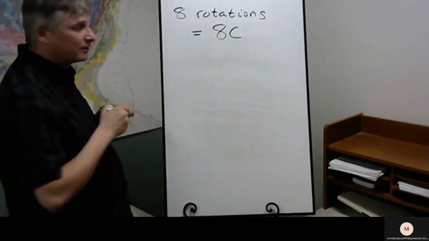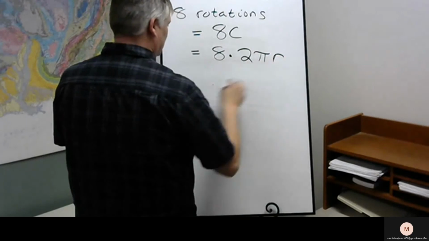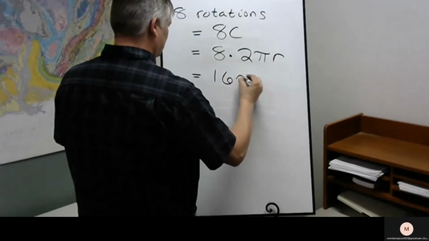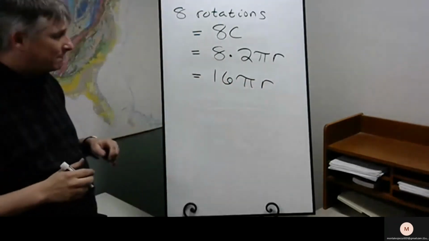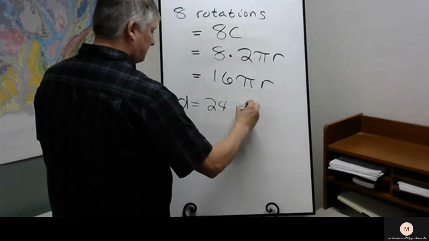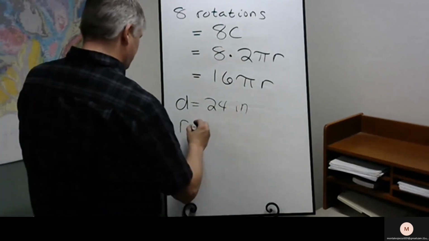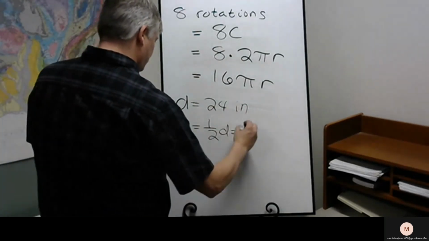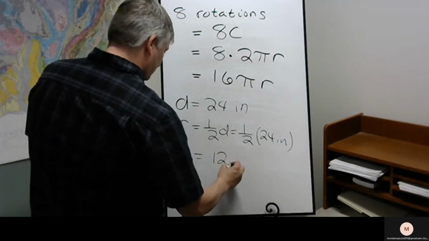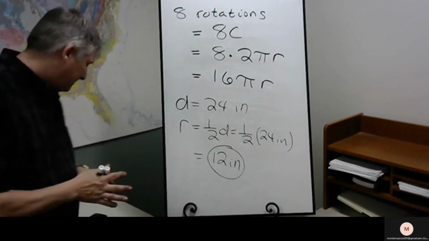Now C is 2 pi r. If we multiply the 8 and the 2, we'll get 16. But we still need r. Now what we're told in this problem is the diameter is 24 inches. And we know that to get the radius, we need to take half the diameter. So radius is 12 inches.